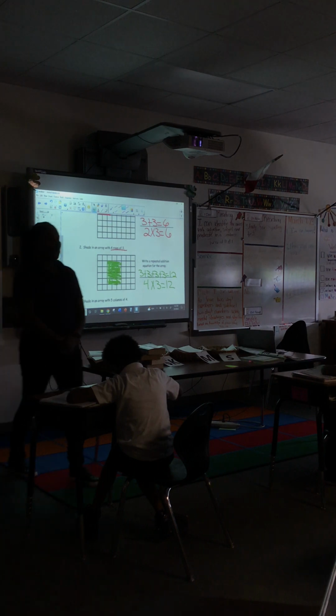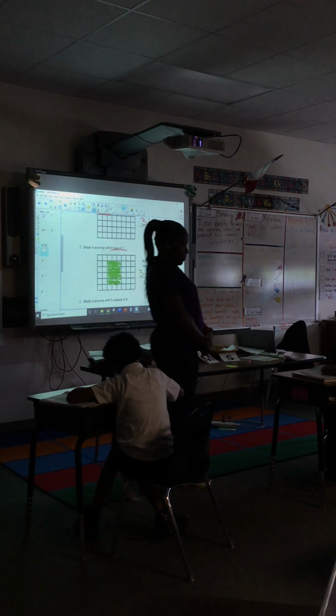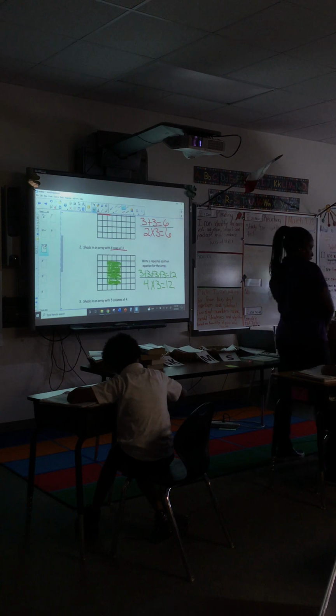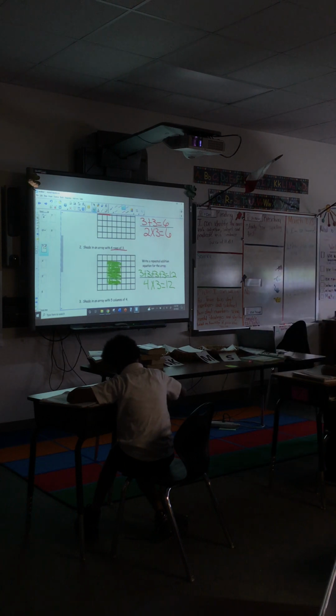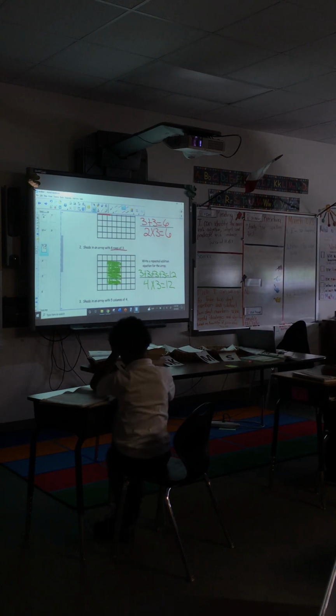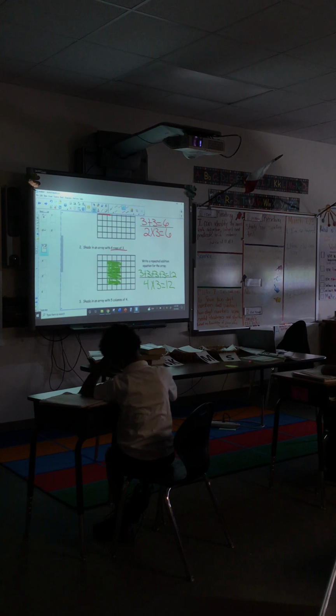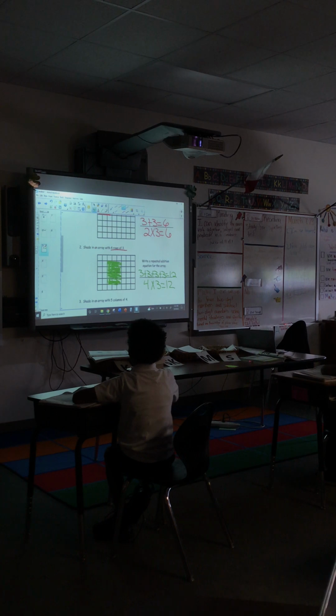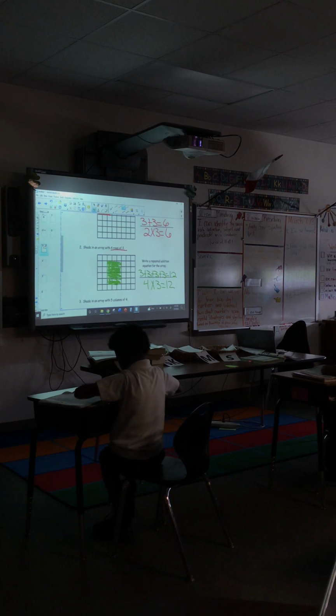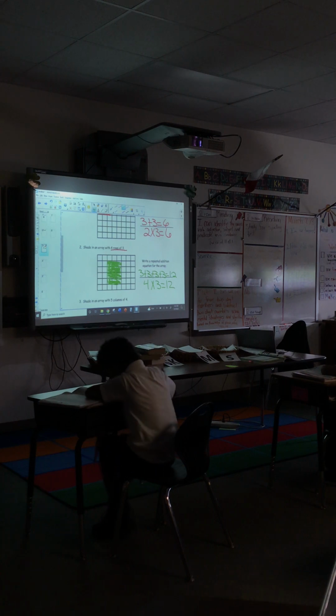Any questions on number 2? Any questions? And you don't have to always start in the top corner. You can do the bottom corner. You can do left, right corner. You can do the middle, as long as you have what they're asking for: 4 rows of 3s. It's the same thing, sweetheart. It's the same thing, just reading backwards.